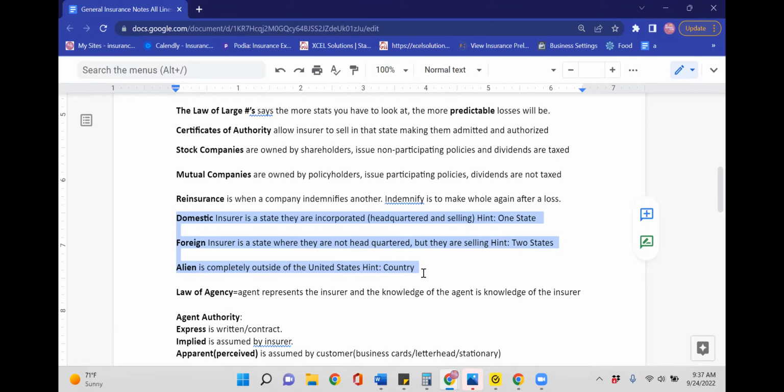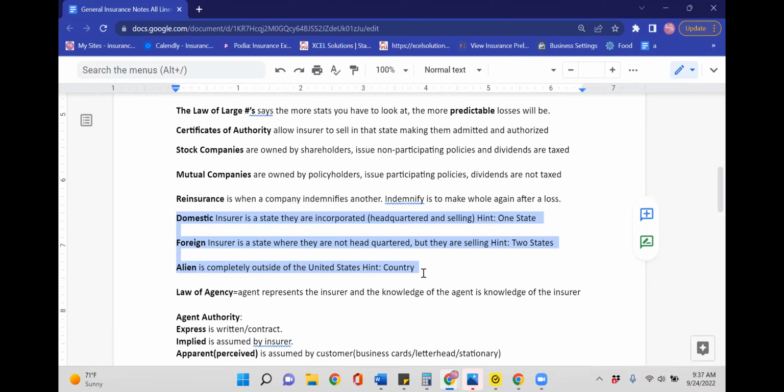Foreign says, I am not headquartered here. I'm headquartered back in Illinois. I'm incorporated back in Illinois. I was founded in Illinois, but I'm selling here in Michigan. The insurance company is foreign in Michigan because they're not homed there. They're not headquartered there. They're not based out of there. So any other state that the insurance company is selling in that is not their home is foreign.